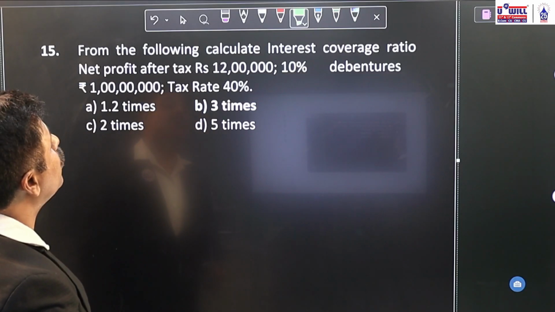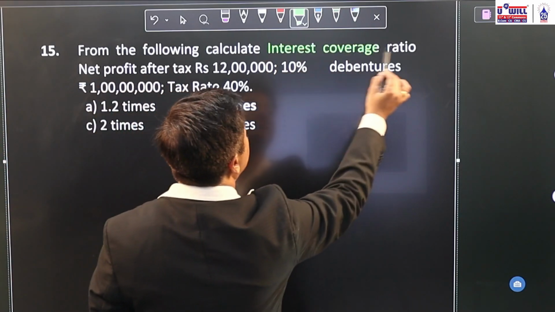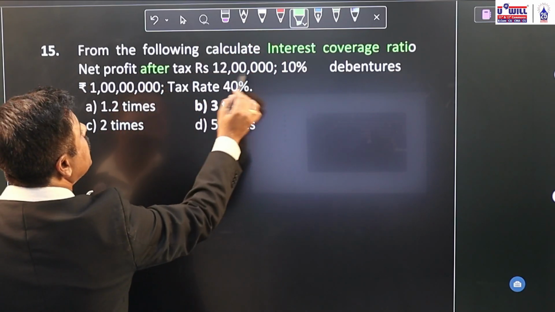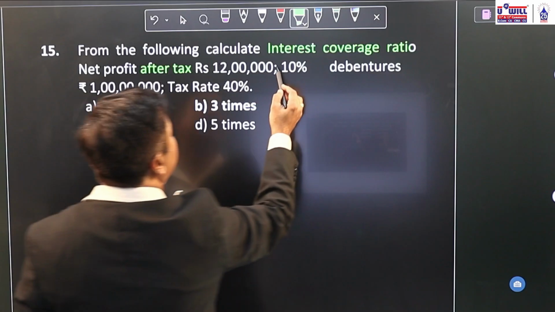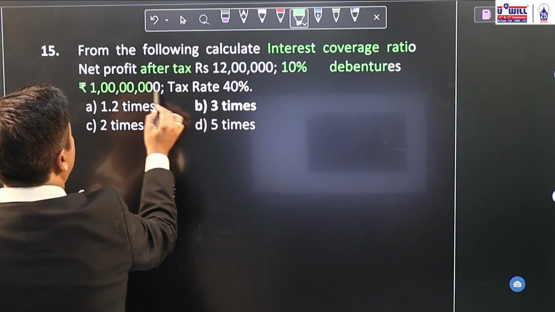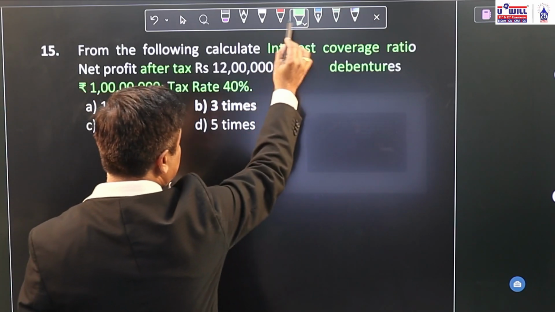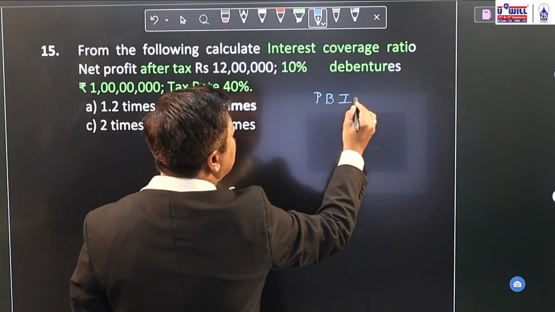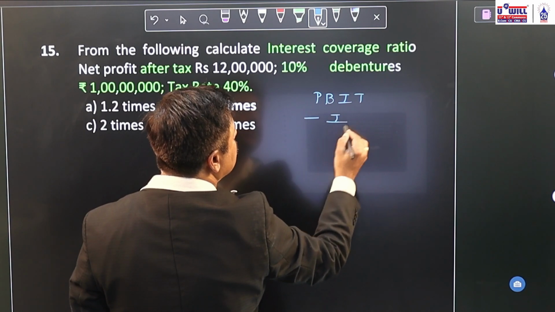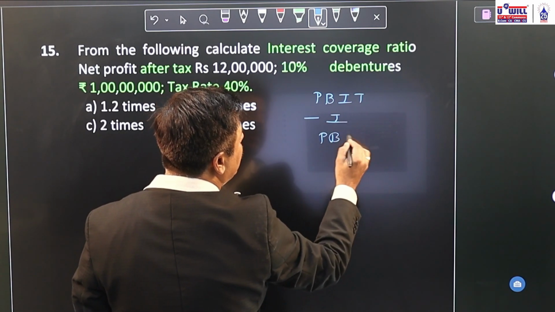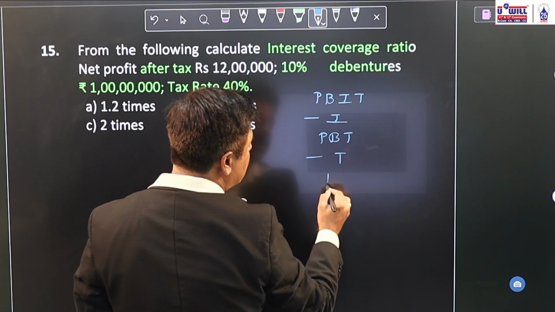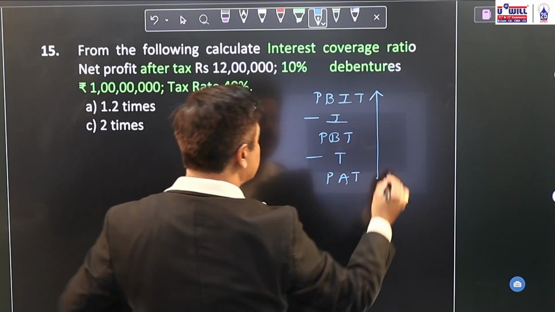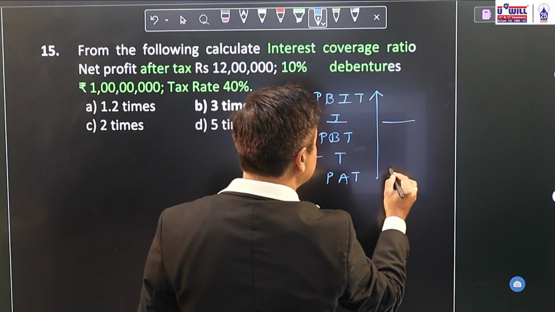From the following, calculate interest coverage ratio. Net profit after tax is 12 lakh and 10% debentures is 1 crore. Tax rate is 40%. How to solve such questions? Profit before interest and tax minus interest will give us profit before tax, minus tax will give us profit after tax. We will have to go reverse.